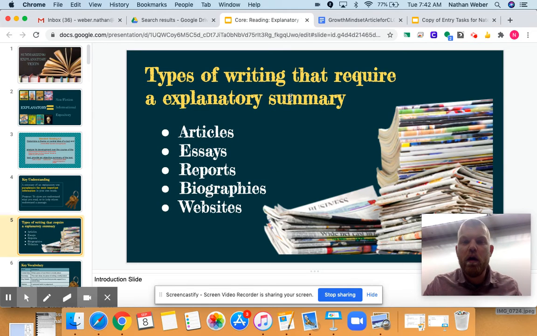So the type of writing that requires an explanatory summary. So we're going to be reading articles, essays, reports, biographies, websites. This is what we will be reading these next few weeks, okay?